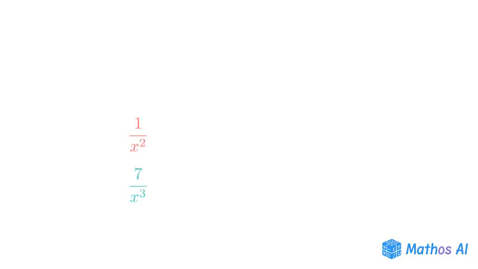Now for the magic. As x approaches infinity, any term with x in the denominator will shrink to 0. Think of it like this. If you have a tiny crumb on a giant beach, it becomes practically invisible. So our expression becomes incredibly simple. 4 minus 0 over 2 plus 0. And that gives us our final answer, 2.